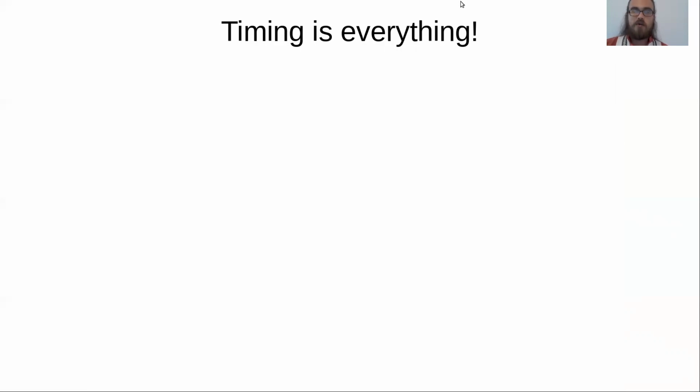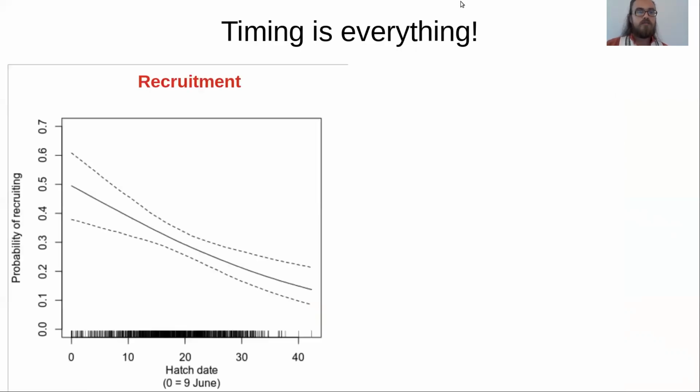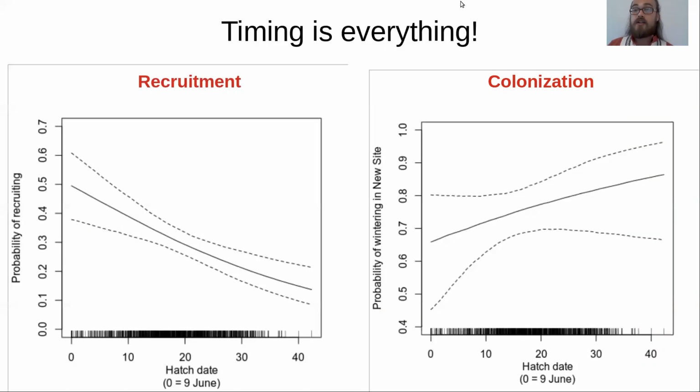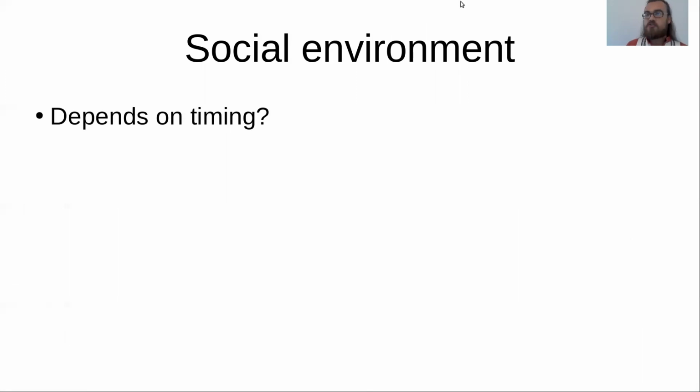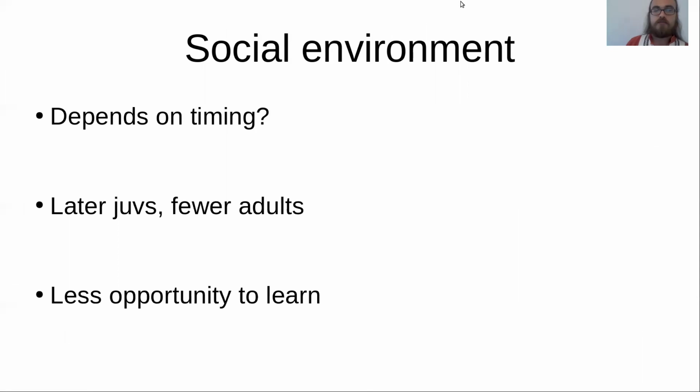And some work I presented at Way to Study a couple of years ago showed that the earlier hatching chicks are more likely to recruit into the population, and the later chicks are more likely to be colonizing some of these new wintering sites in the north of the range. So to wrap this bit up, social environment strongly depends on timing. Later juveniles have less access to experienced adults, and they may therefore have less opportunity to learn.